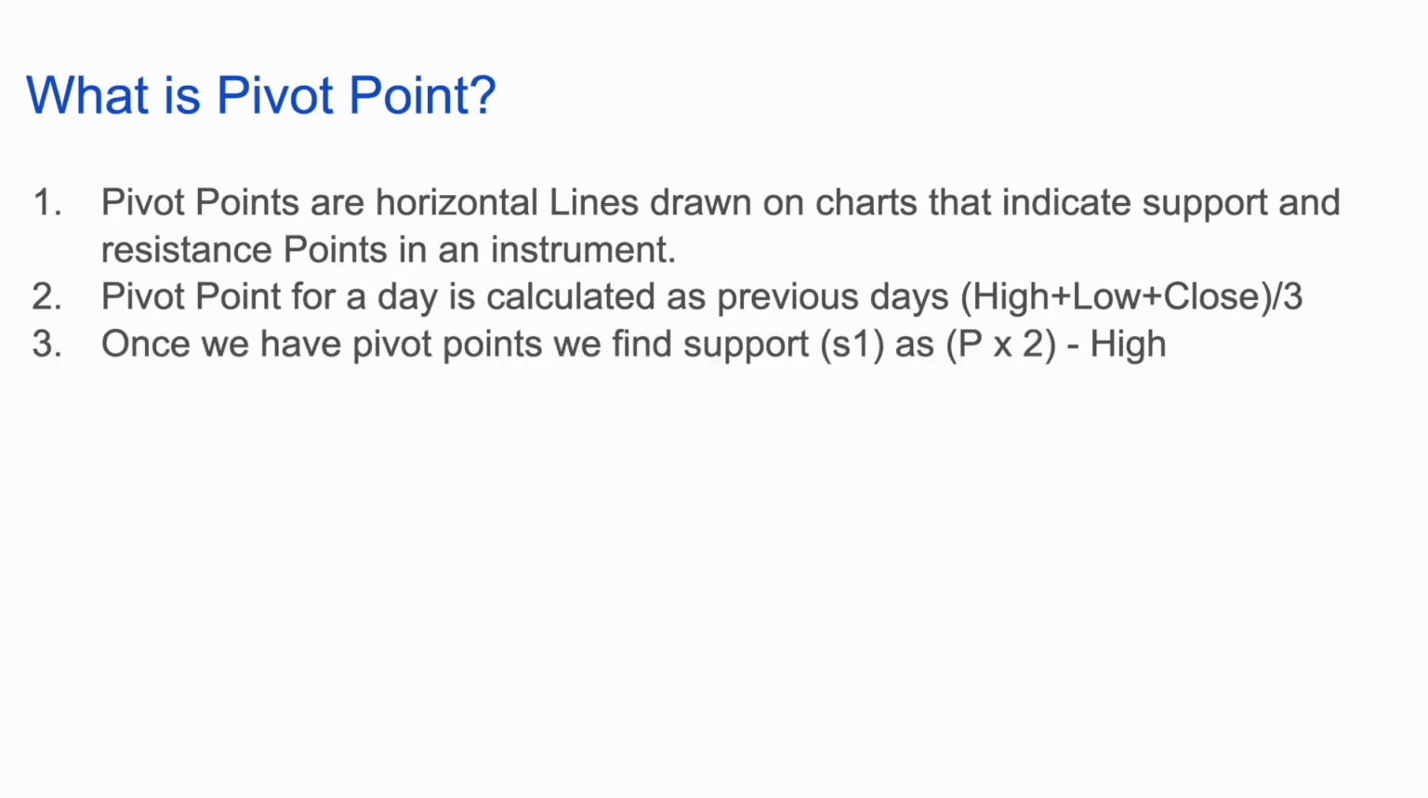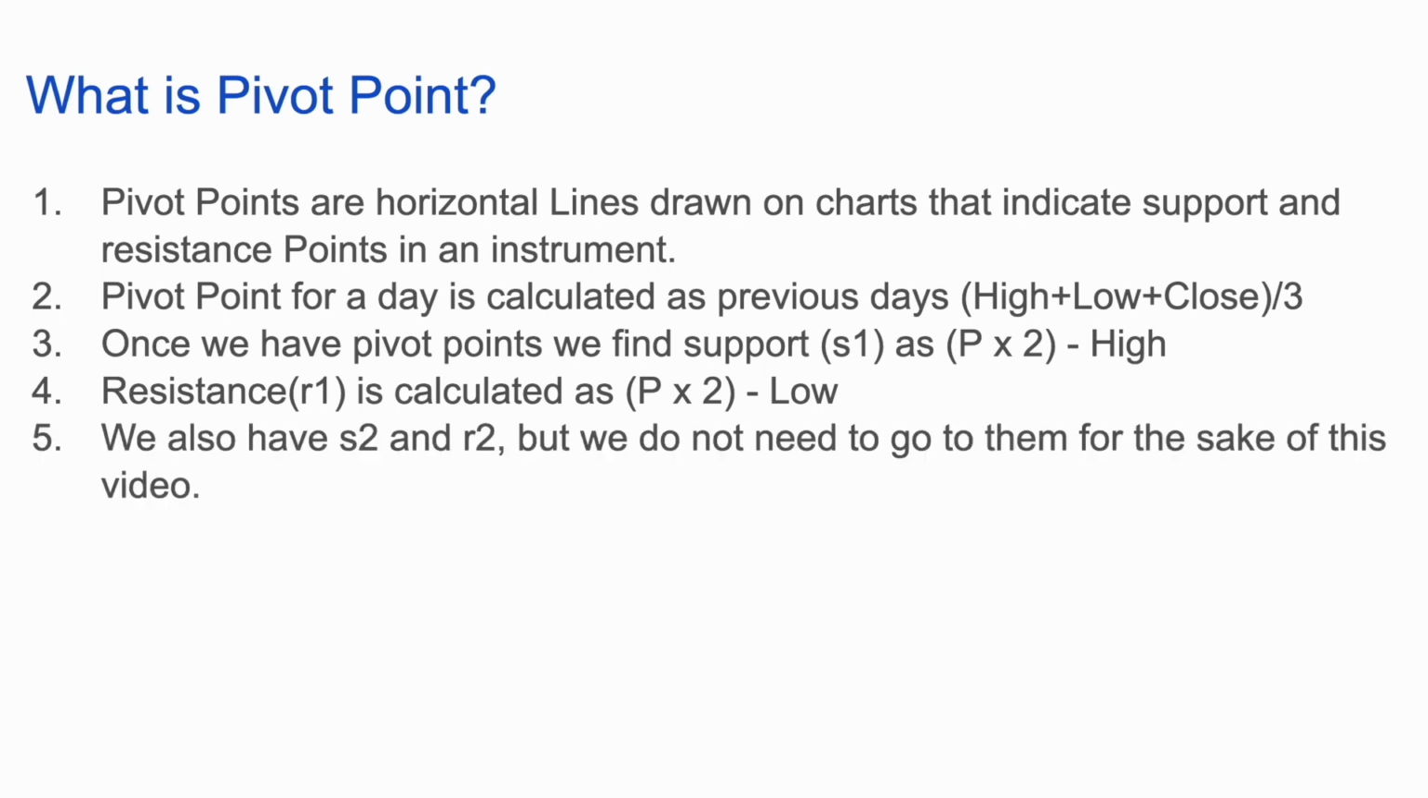Now once you have the pivot point, you can find support as the pivot point multiplied by 2 minus the high. This will give you a support point for the day. And if you want to calculate the resistance, it is again simple and the same. You just have to multiply the pivot point by 2 and subtract the low. So this will give you the resistance point for the day.